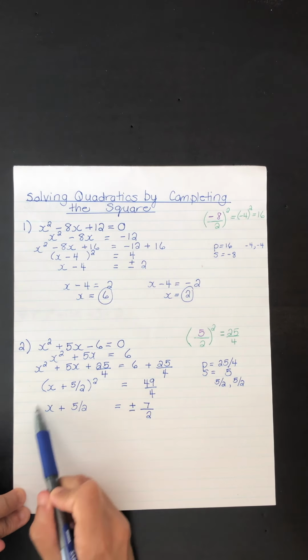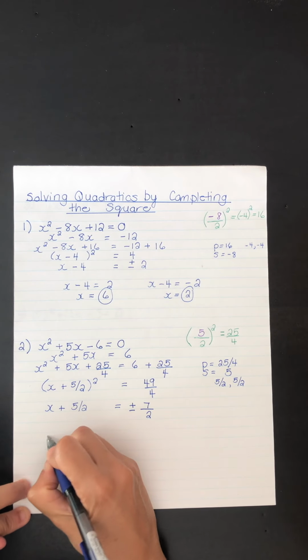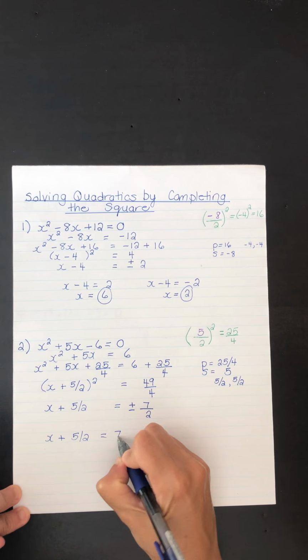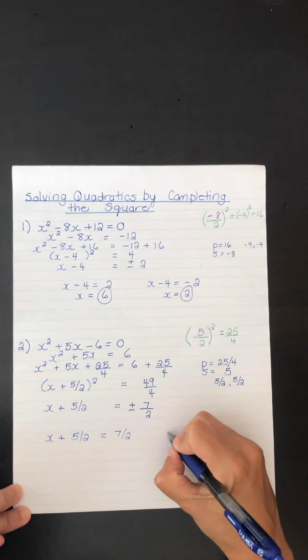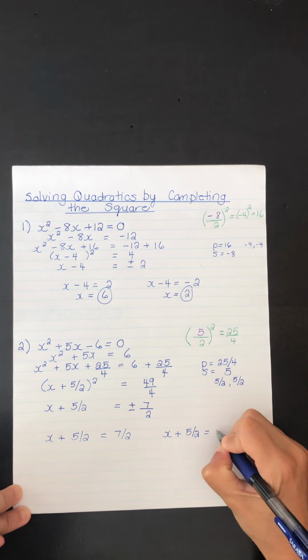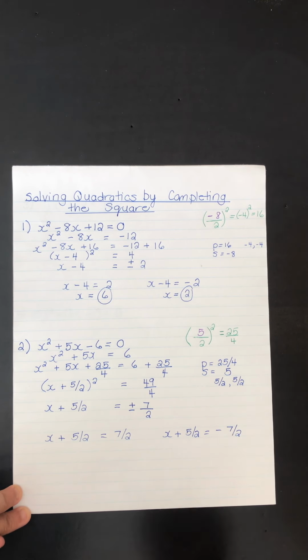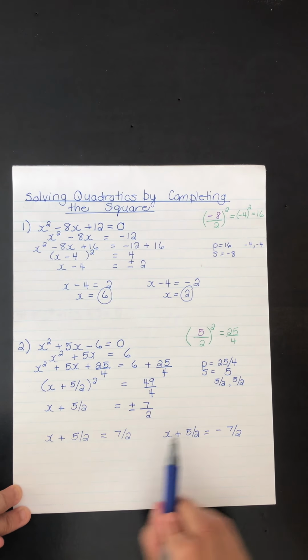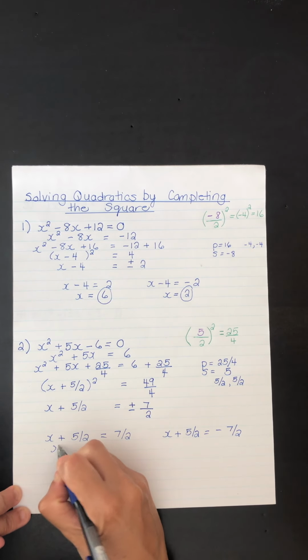Okay, now that we have this, we break it into the 2 possibilities using positive 7 halves on the right side and negative 7 halves on the right side. How do we isolate x? We have to subtract 5 halves now from each side.